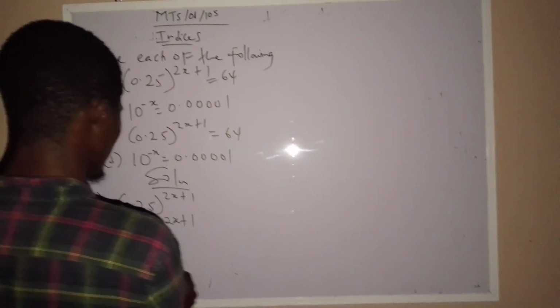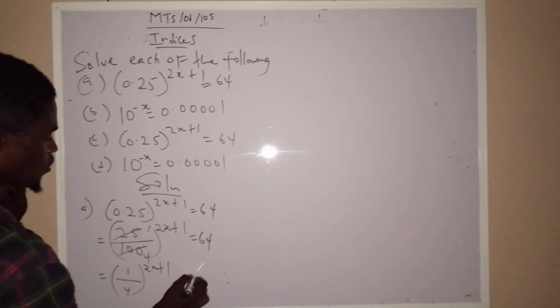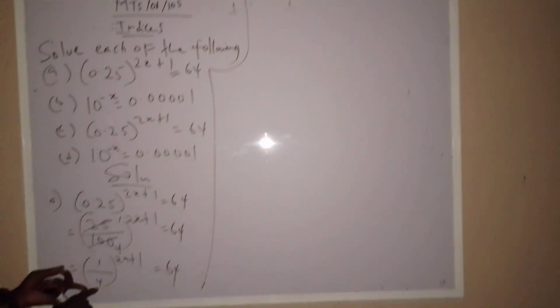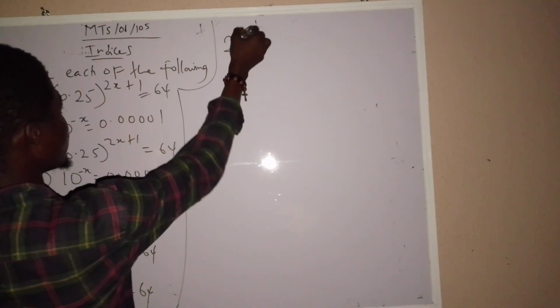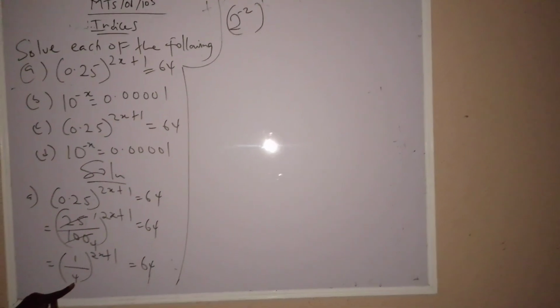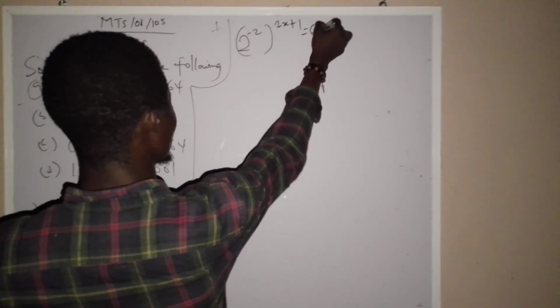So everything equals 64. At this junction, you can change this one to an index. That's 2 raised to the power minus 2. Do you agree with me? It's the same thing, because 2 raised to the power minus 2 gives back 1 over 2 squared, and 2 squared is 4. So obviously it's the same thing, 2 to the power of (2x plus 1) equals 64.